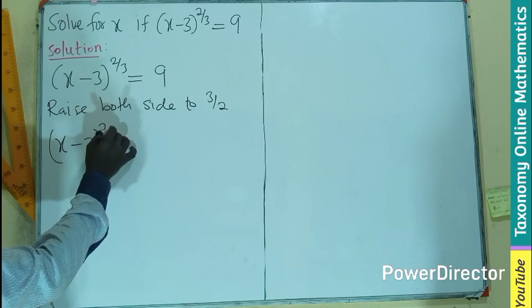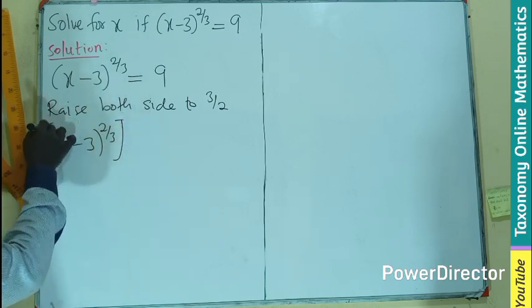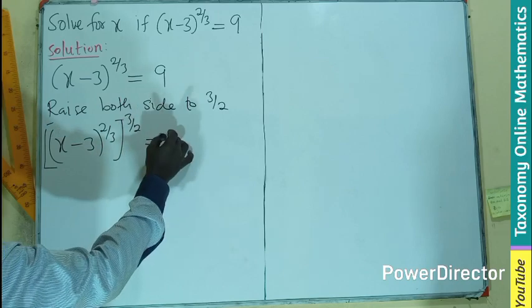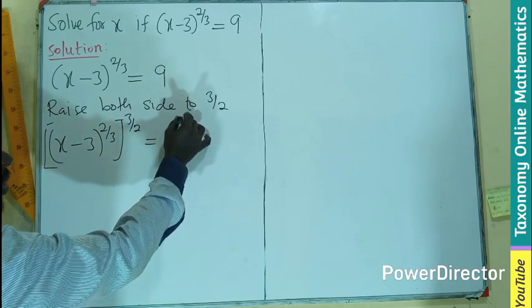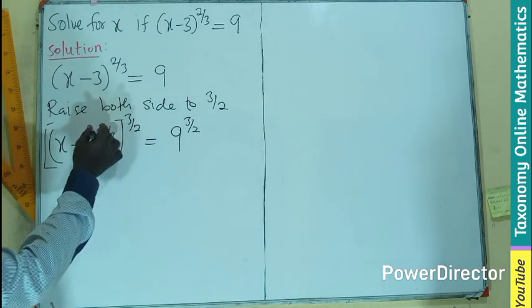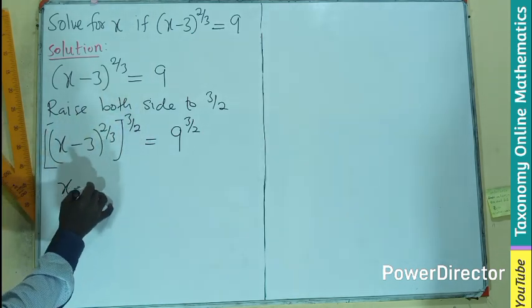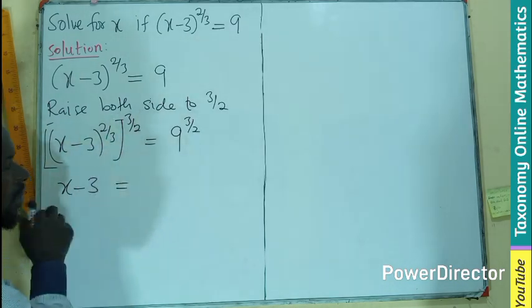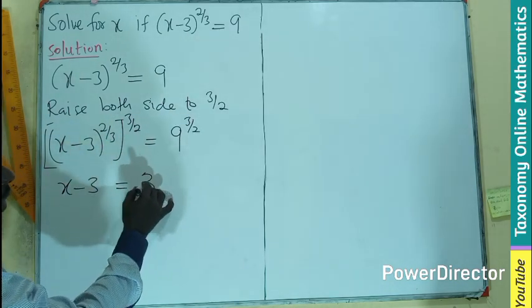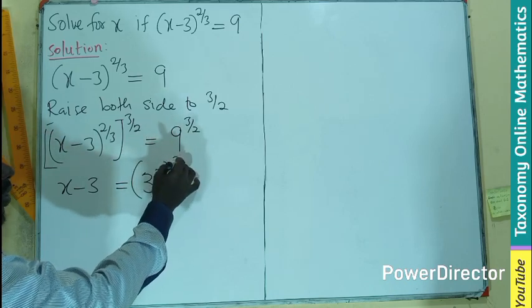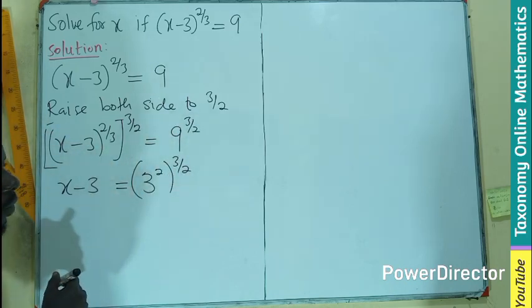Meaning I should be having (x - 3) to the power 2/3, which is also multiplied by 3/2, equals 9 to the power 3/2. What do we do? You can see that this 3 will cancel this and these 2 will cancel. So we have x - 3 equals, in the case of this, 9 is also 3 exponent 2, then 3/2.